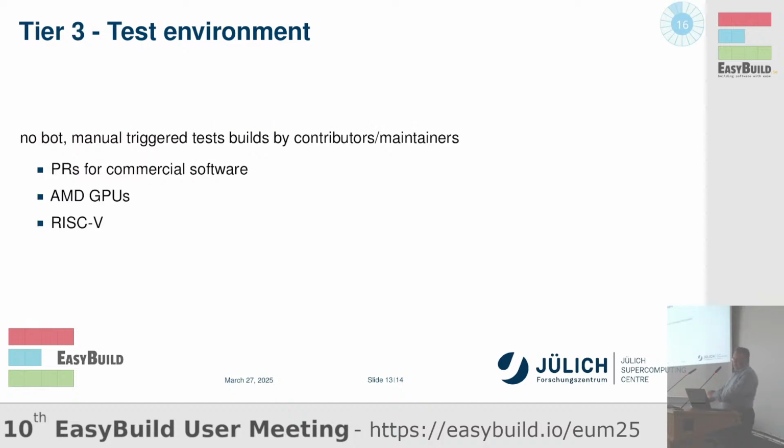Tier 3 is then the ones where we don't have a bot, where we have to manually trigger the tests. These are, for example, for commercial software where you need to have a license, or AMD, which is not that common at the moment, and RISC-V.